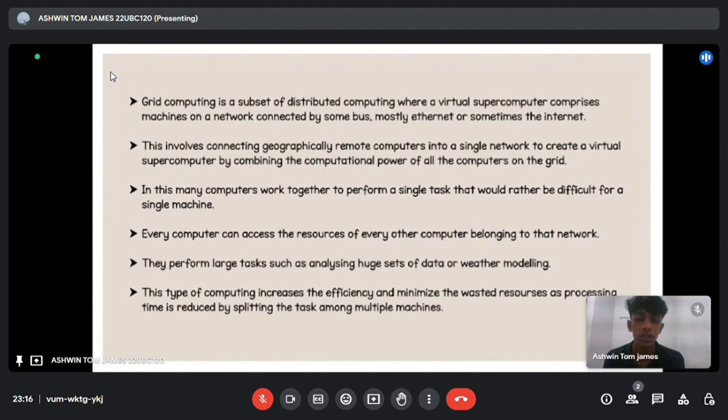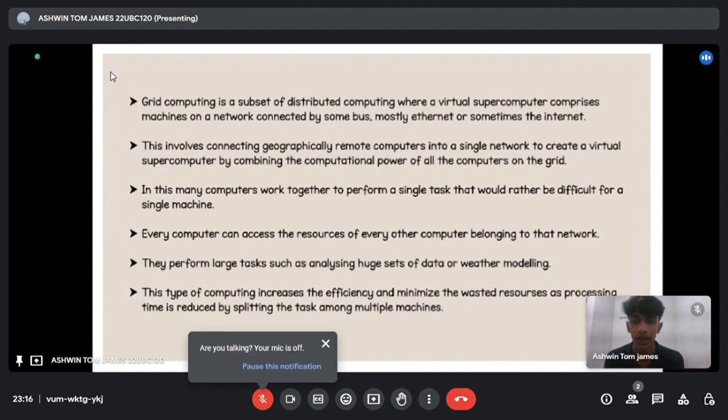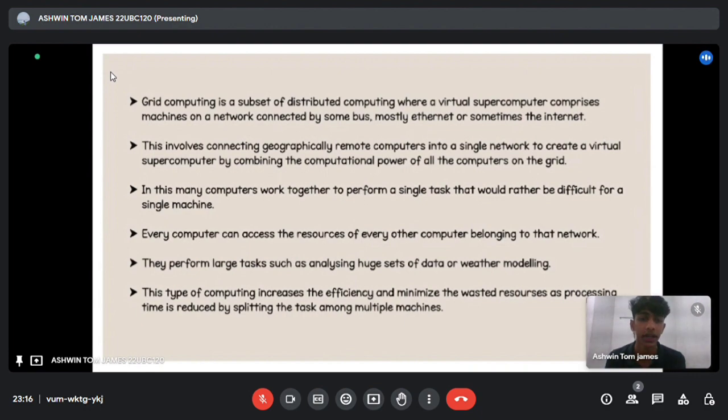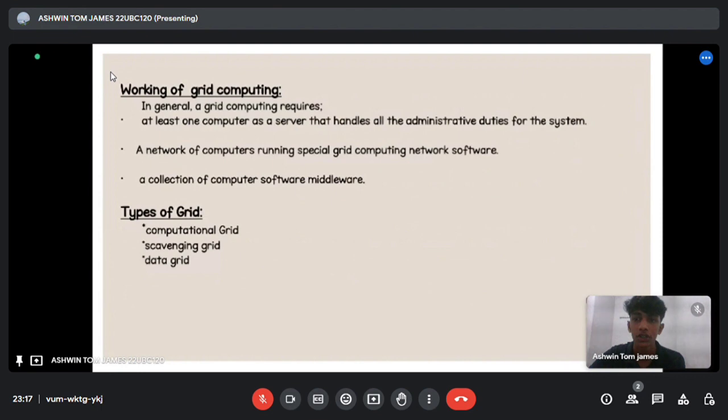In this, many computers work together to perform a single task that would be difficult for a single machine. Every computer can access the resources of every other computer belonging to the network. They perform large tasks such as analyzing huge sets of data or weather modeling. This type of computing increases efficiency and minimizes wasted resources, and the processing time is reduced by splitting the task among multiple machines.